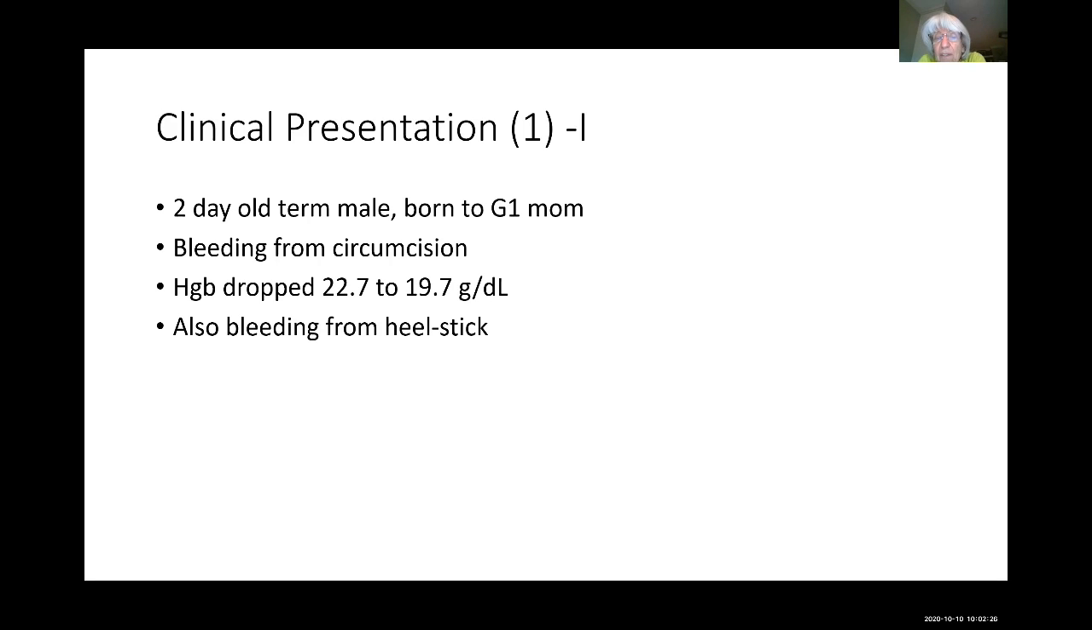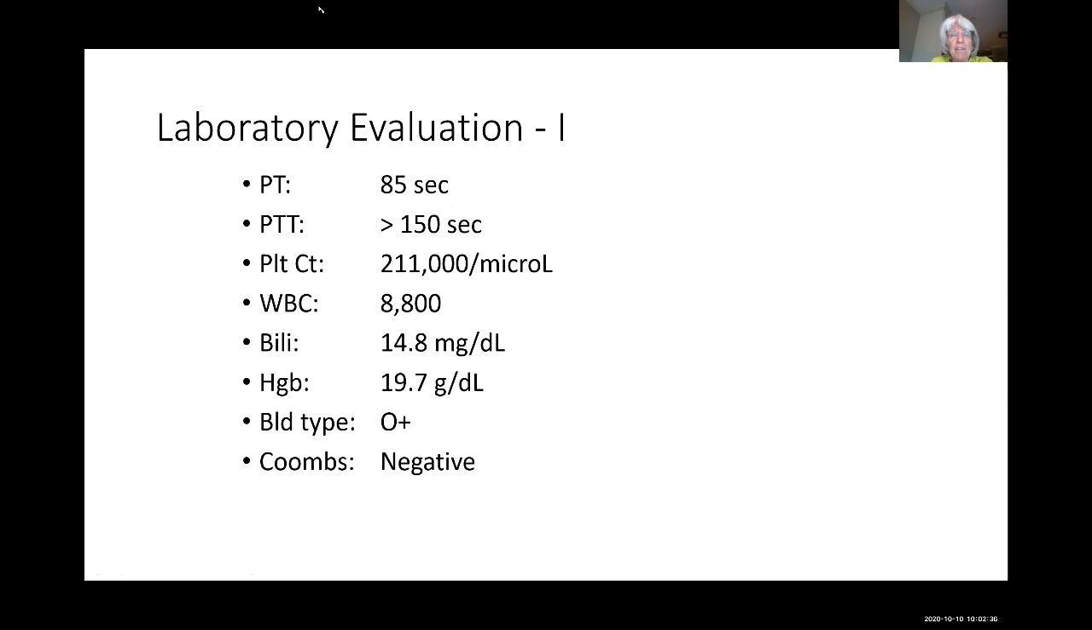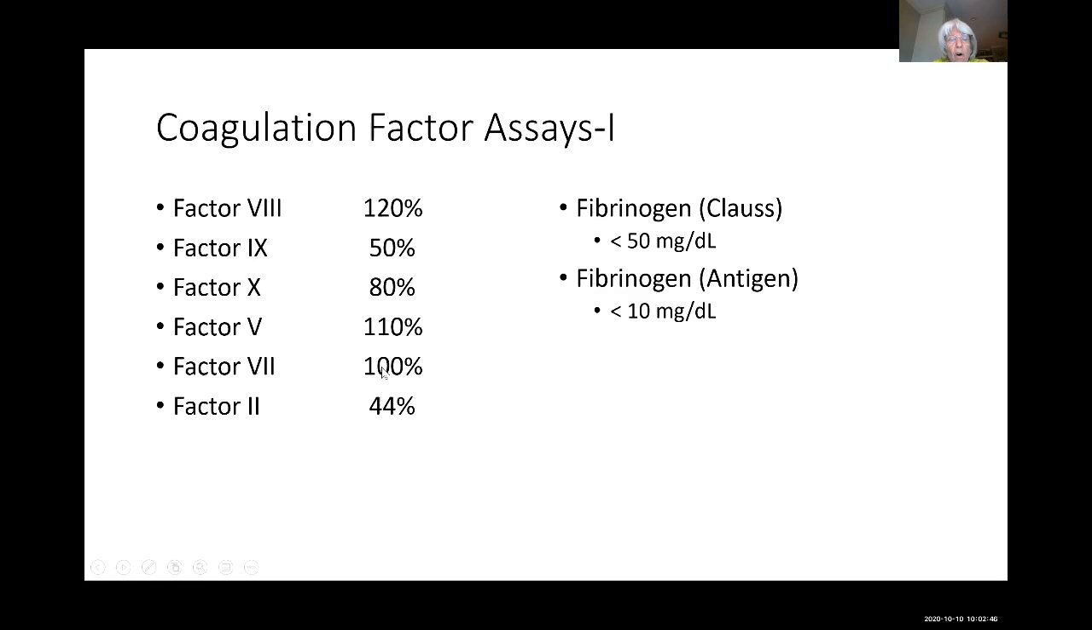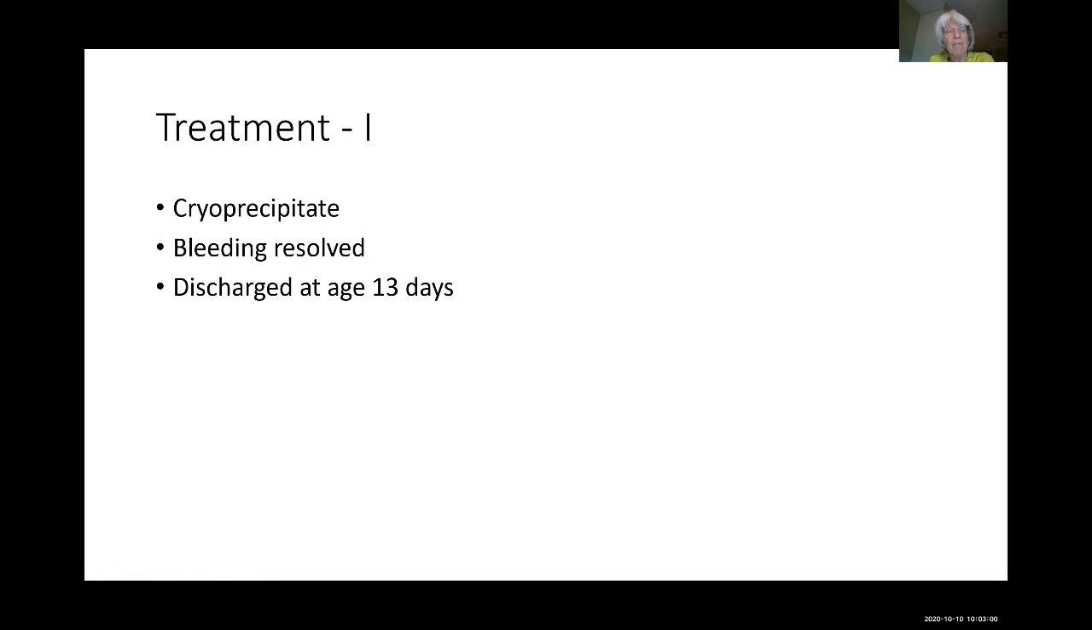And they do a little heel stick to do the genetic testing at birth for hypothyroidism and PKU and sickle cell and other traits. And that just kept oozing and oozing and oozing. So he had some clotting studies, and like what Dr. Acharya showed, he had a very long PT and PTT, but a normal platelet count. And I won't go through all this, but he had all of his factors looked at, and pretty much they were all normal for a baby, except for the fibrinogen, which was very low, and the antigen, which ultimately was about 4 milligrams per deciliter. So he had afibrinogenemia with very low levels.